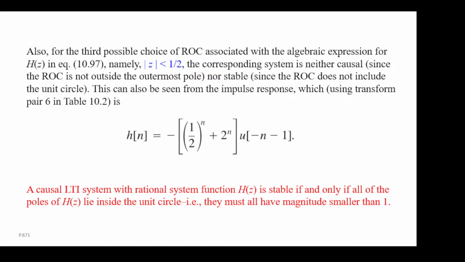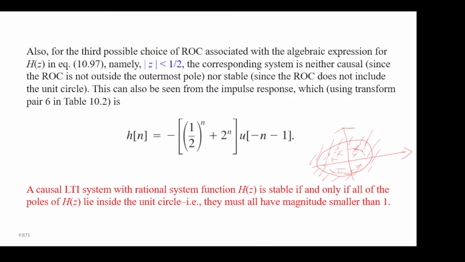And finally, we arrive at a similar conclusion for rational functions that are both causal and stable. You see that if we want to be causal and stable, you need to pick the rightmost ROC, and that rightmost ROC should include the unit circle, right? So that says something about your poles. That means the rightmost pole must be inside the unit circle. So when you pick the rightmost ROC, you will include the unit circle.